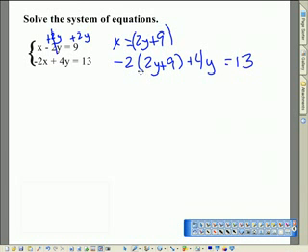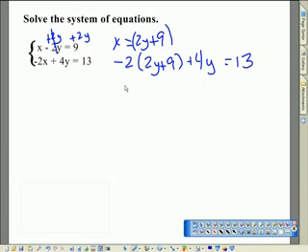Distribute the negative 2. Have you noticed the consistent steps here? A lot of times after I substitute, my first step is to multiply, distribute. The only time that doesn't happen is if you substitute in for a variable whose coefficient is 1. Like if this were negative x or just x right here, I wouldn't have to distribute anything.